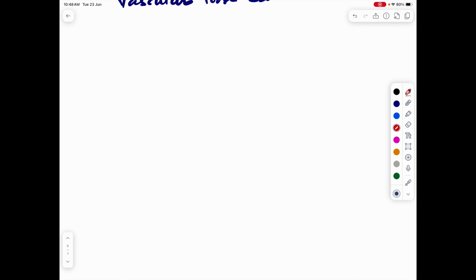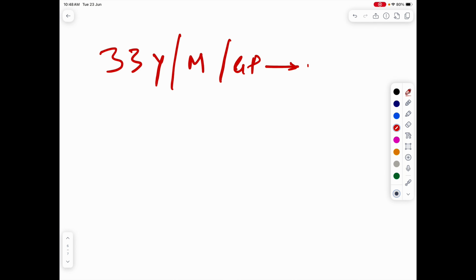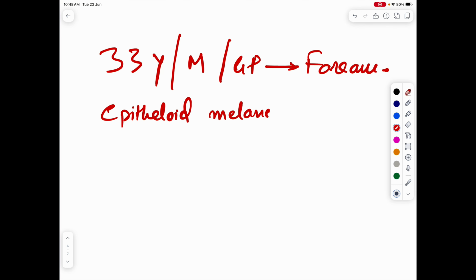A 33-year-old man. The GP has referred a forearm lesion, and the report reads that in the epidermis and dermis there is proliferation of non-pigmented epithelioid melanocytes. So when melanocytes are there at the junction and invading the dermis up to the deep margin, these are features of malignant melanoma. Already it is given. So malignant melanoma.